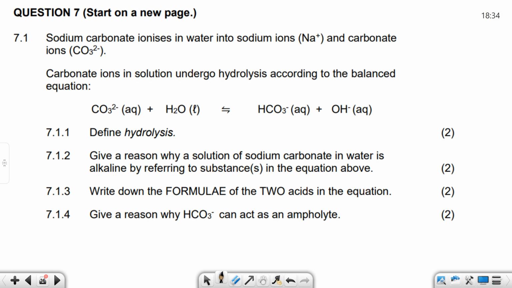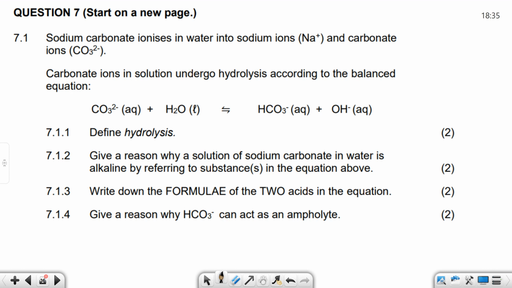Sodium carbonate ionizes in water into sodium ions and carbonate ions. Carbonate ions in solution undergo hydrolysis. Don't worry about defining hydrolysis. I don't know whether you do it in grade 11, but don't worry about that. It's a grade 12 piece that I just took some grade 11 concept. Hydrolysis, reaction of salt with water. Anyway, 7.1.2 is grade 11.